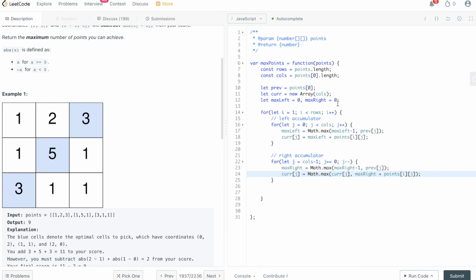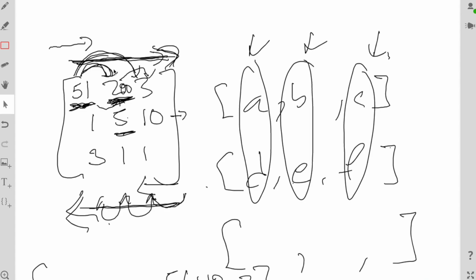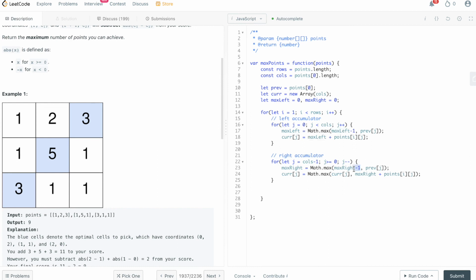Okay, so let me go over this again, right? So max left is equal to max left minus 1, right? And we have to subtract 1 because we're moving the maximum value to add on the left side. It's like we're moving that value along in our accumulator, and we always have to be subtracting 1 because it's going to lag behind our current value, right? Similarly, on the right-hand accumulator, we have this minus 1 as well because it's always lagging behind, right?